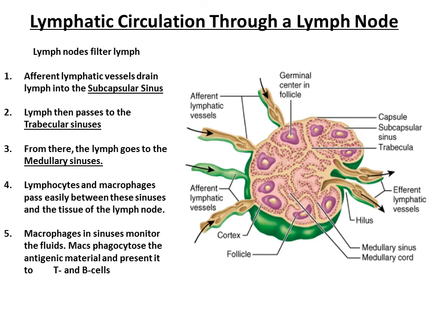Lymphatic circulation through the lymph node: when lymph comes from the tissue, it is filtered through the lymph node, and it passes in through the afferent lymphatic vessels, and then it comes into the subcapsular sinuses. This is the subcapsular sinus area. From the subcapsular sinuses the lymph passes into the trabecular sinuses. The trabecular sinuses are also called the cortical sinuses, and from there the lymph goes into the medullary sinuses. The lymphocytes and the macrophages pass easily between these sinuses and the tissue of the lymph node.